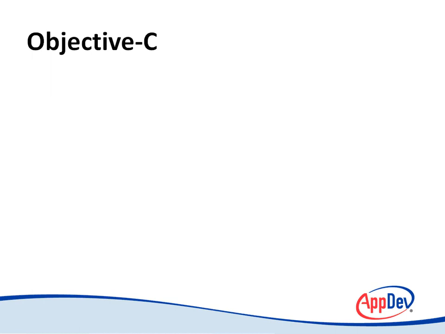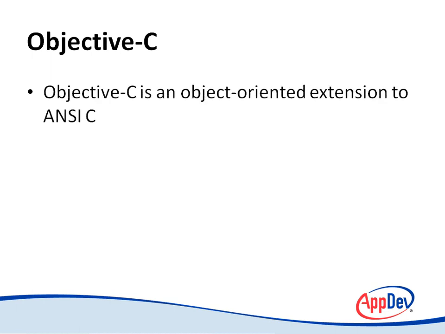So when you're doing iOS programming, you're going to be programming mostly in Objective-C. And what is Objective-C? It's an object-oriented extension to ANSI-C. So it's basically C with some object-oriented extensions added on. It's an old language. It was developed in the 80s based off of Smalltalk.